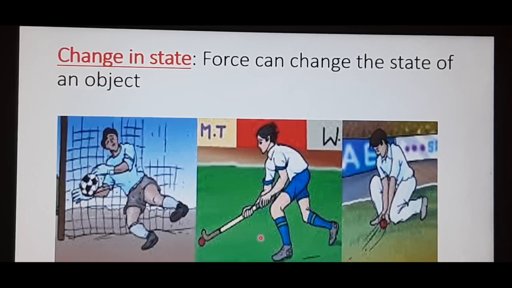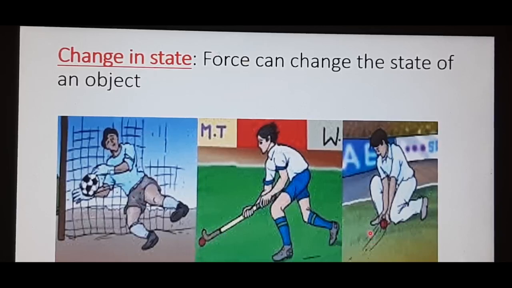So let's see the second example. This ball was in the state of rest. See, it was lying on the ground. So this person applies force with the help of this hockey stick, and on applying force, we can see this ball will come into the state of motion. See here, from rest to motion, change of state is taking place.